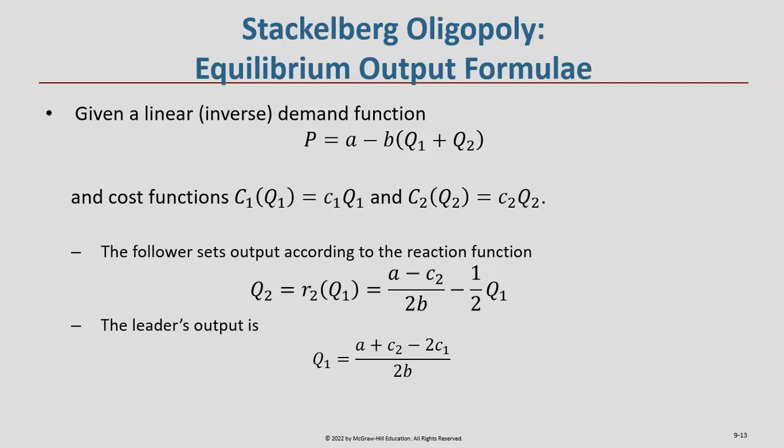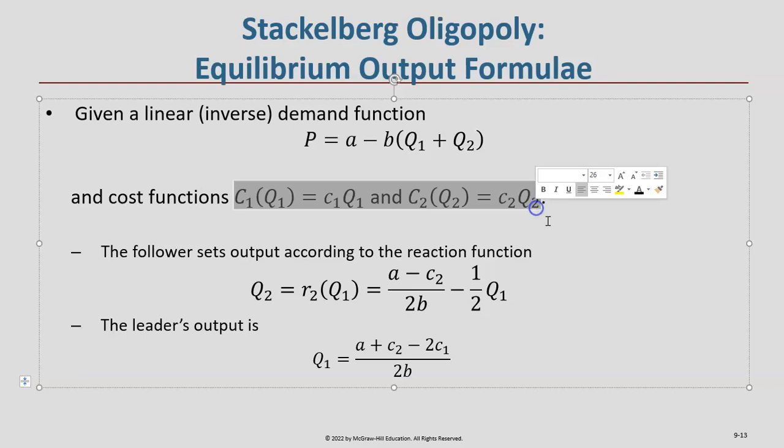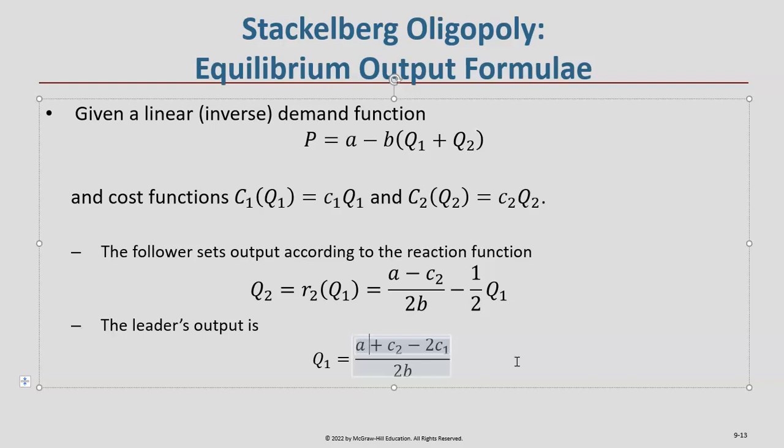Okay, just like with Cournot oligopoly, we went from the demand and cost structure of the industry right into the reaction functions and the leader's output function. We skipped a bunch of math. So let's go back and work through that math.